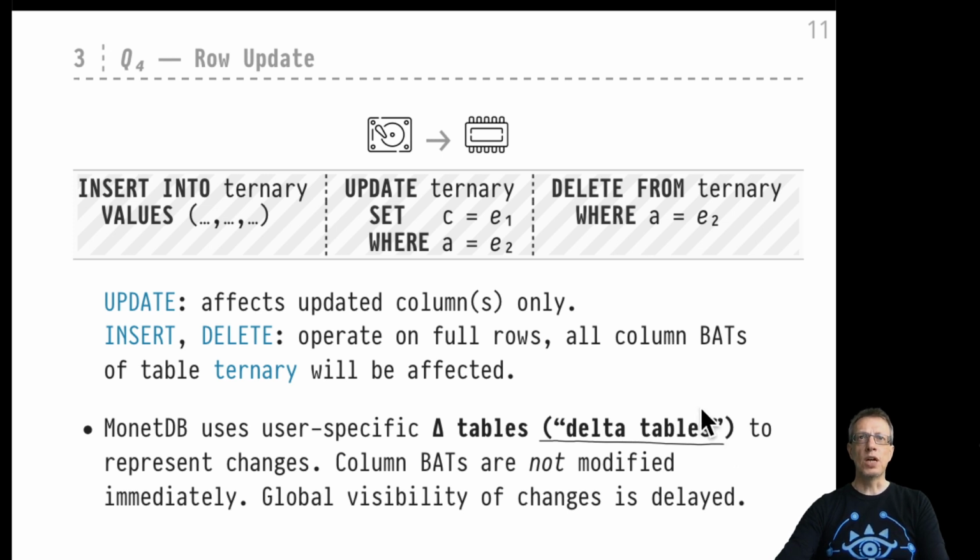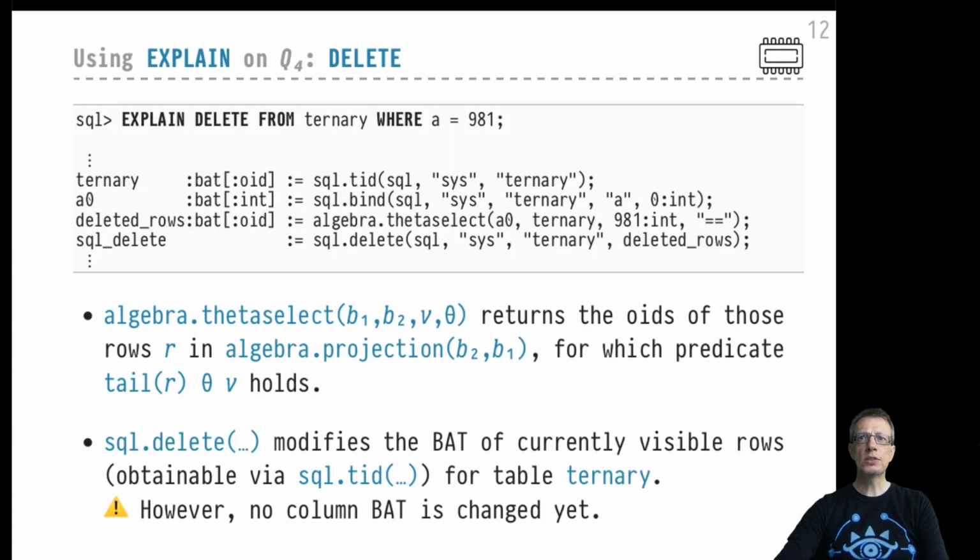Okay, so delta tables. How are these being maintained and what role are they playing in updates in MonetDB? Let's see. So let's first look at the delete case. So given table ternary as we know it, delete entire rows or one entire row from it. This would be the SQL DML statement that we are issuing, and we're identifying one particular row in the ternary table, the row with A value 981, and we know there's only one such row because the column A is indeed a key column.